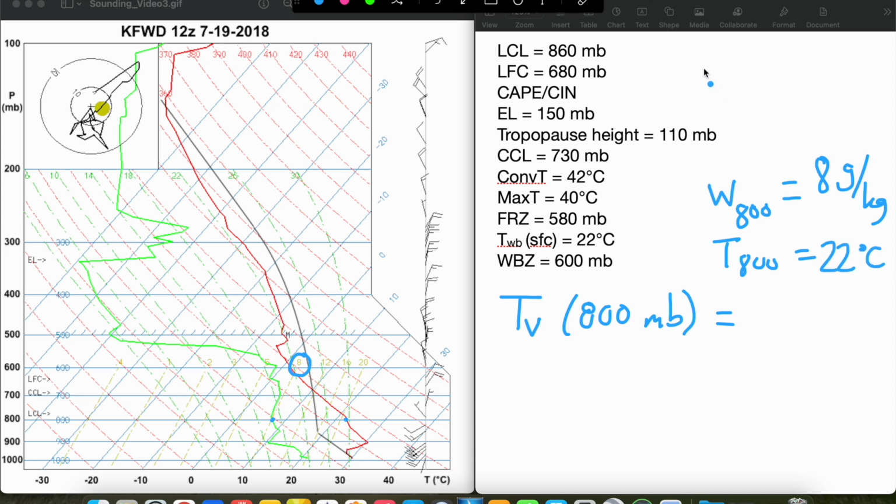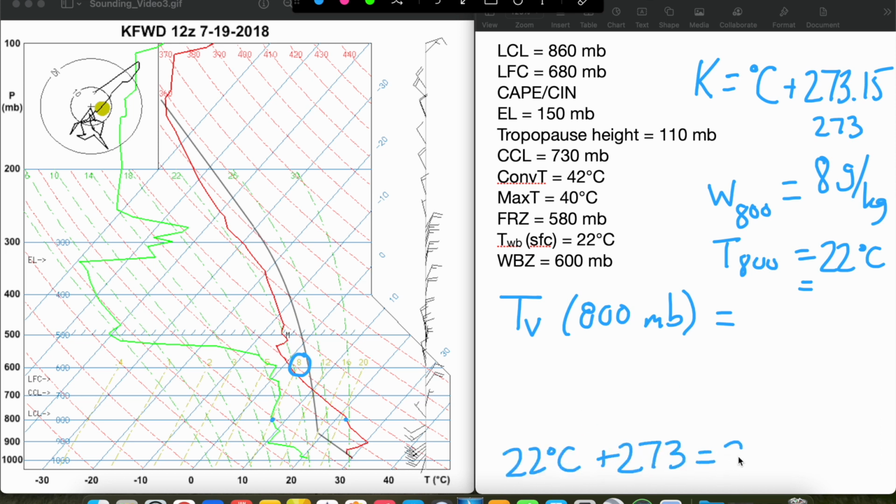And before we continue, the virtual temperature is given in Kelvin. It's just another temperature unit. It's pretty much the same as degrees Celsius, and the way we convert between the two is to find the Kelvin value of a certain degrees Celsius temperature. We take that degrees Celsius temperature and add 273.15, or to make it a little more simple, 273. So our temperature at 800 is 22 degrees Celsius. We take 22 degrees Celsius plus 273, and that gives us 295 Kelvin. So our temperature at 800 is 295 Kelvin.